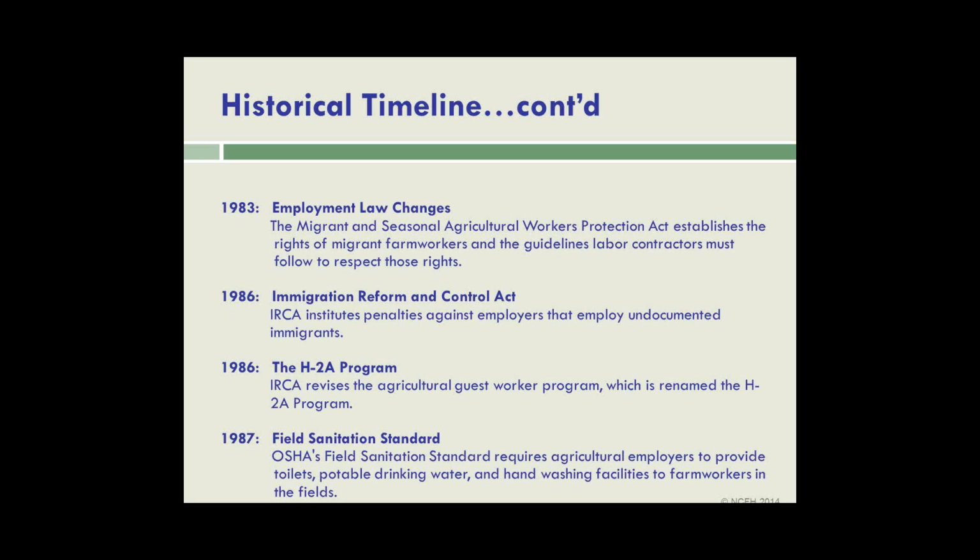Although it brings in fewer than 100,000 workers annually, the program generates controversy due to the vulnerability of the foreign workers. In 1987, OSHA's field sanitation standard requires agricultural employers to provide toilets, potable water, and hand washing facilities to farm workers in the fields.